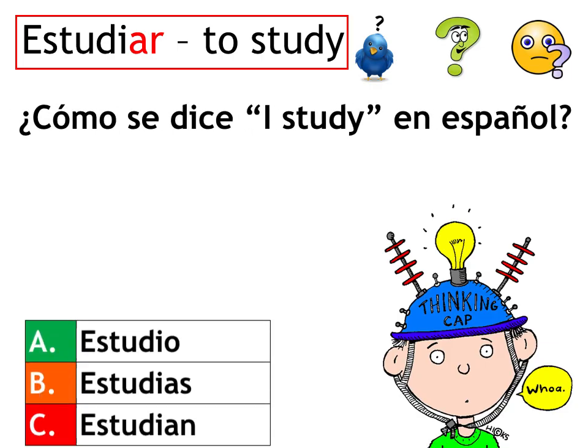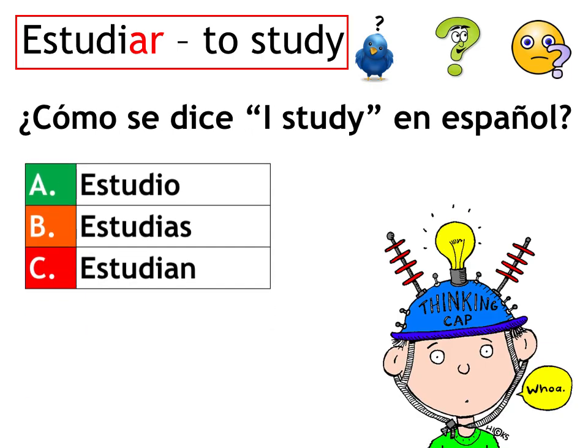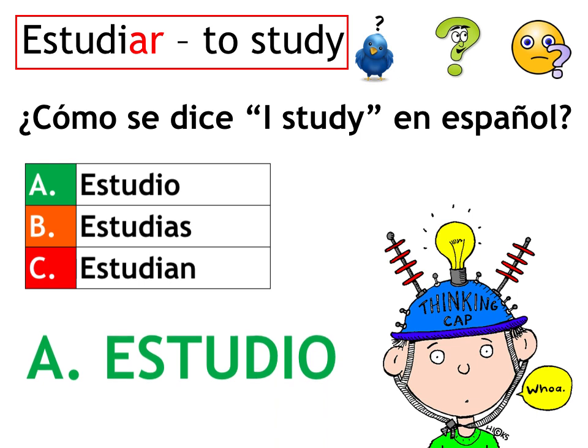Okay, next. Estudiar means to study. We've just been through that. Looking down at all of your endings, which one of these, A, B or C, means I study? ¿Cómo se dice I study en español? Shout it out when you think you know. Muy bien, estudio. The answer was estudio, because it's got the O ending. It's always an O on the end when I am doing the action. Doesn't matter whether I'm a boy or a girl, it's always an O on the end.